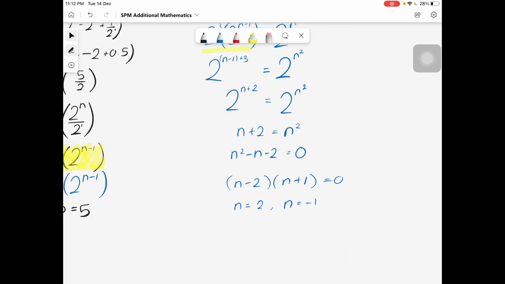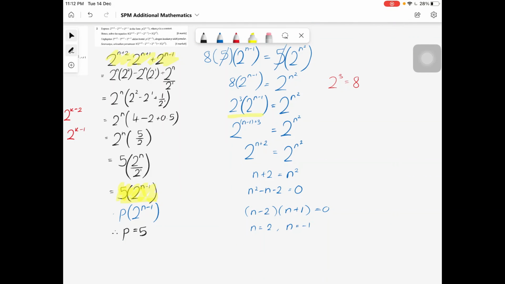So the equation has been solved. The values of n are 2 and negative 1.